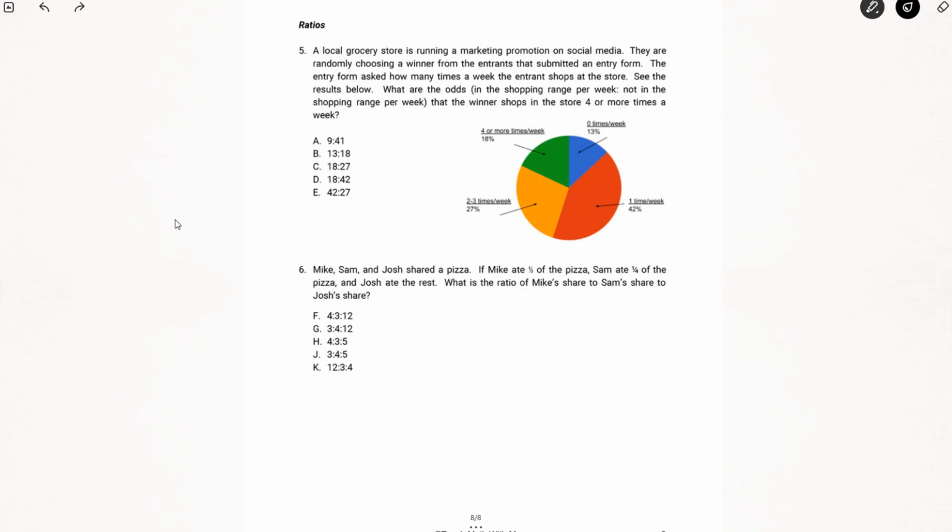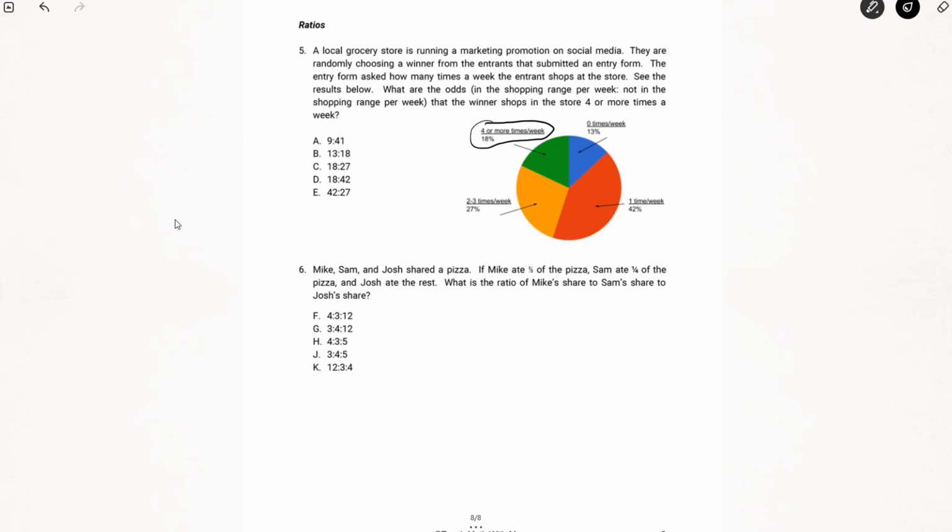It says a local grocery store is running a marketing promotion on social media. They're randomly choosing a winner from the entrants that submitted an entry form. The entry form asked how many times a week the entrant shops at the store. See the results below. So we've got to look at this pie graph. What are the odds in the shopping range per week to not in the shopping range per week that the winner shops in the store 4 or more times a week? So when we're looking at our graph, we're looking for 4 or more times a week. That's going to be this green section right here.